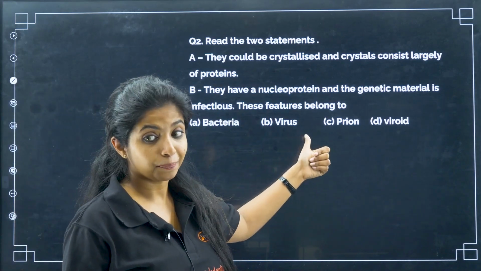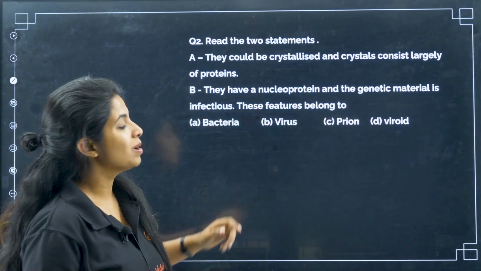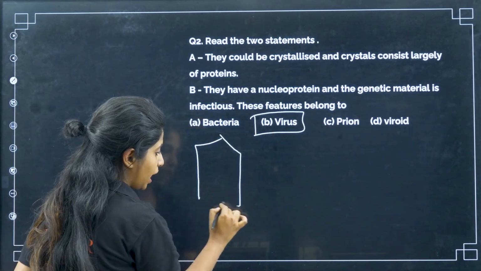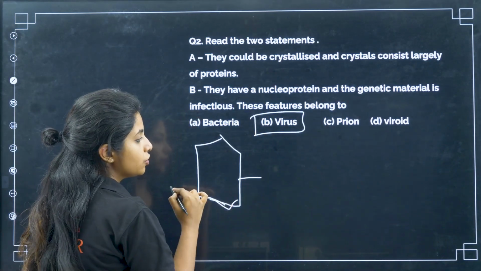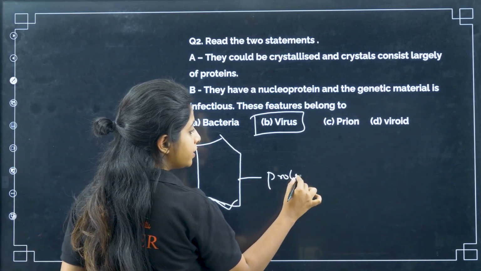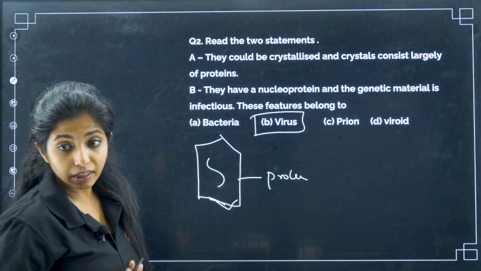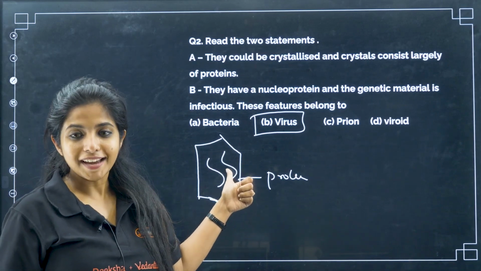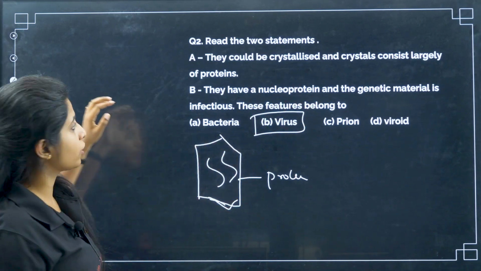viruses, prions, viroids. No, it is just viruses, because viruses have a capsid, which is made up of proteins, my dear children. Inside that they can have the RNA, for example HIV, which has 2 single-stranded RNA, that is highly infectious RNA that they are having, right? So their genetic material is infectious as well.